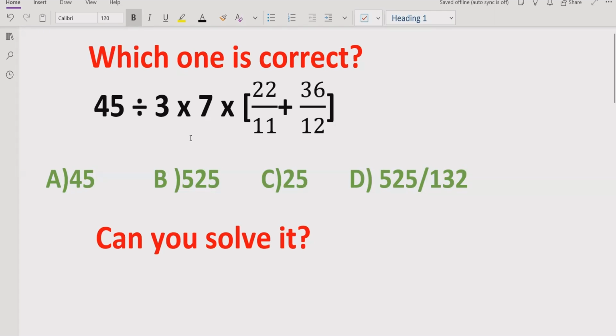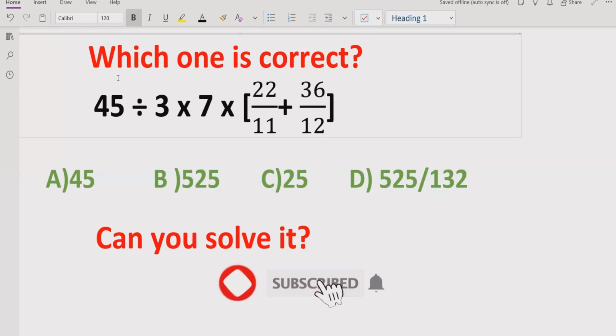Today we will solve a quiz which is related to the PEMDAS and BODMAS method. It is a very simple quiz. Basically, it contains the basic operations like plus, multiply and divide. We have to solve this quiz and find out which answer is correct. Here we have four answers in our answer list, and we have to solve this expression using the PEMDAS and BODMAS method and find out which answer is correct.